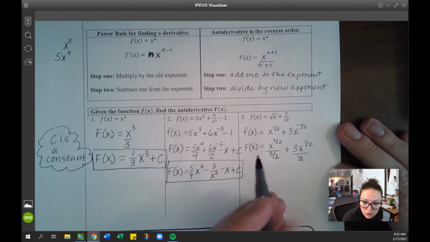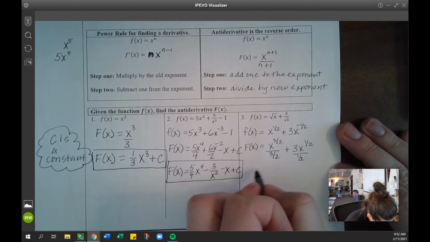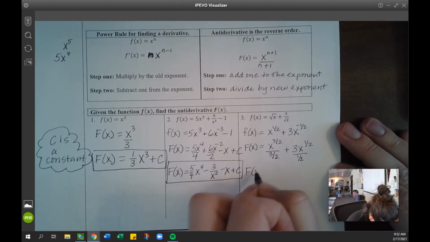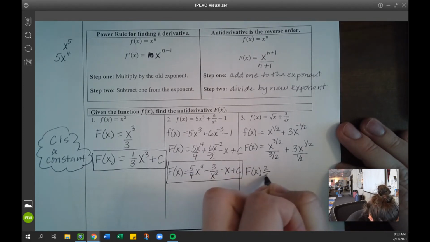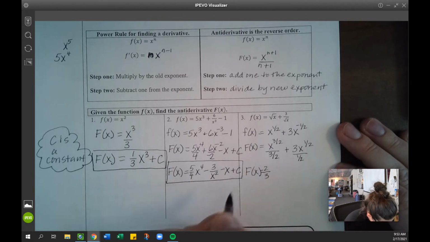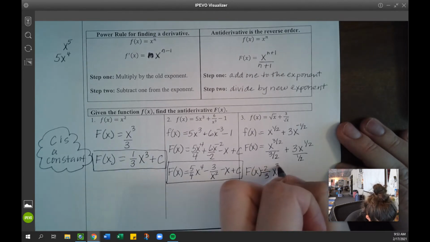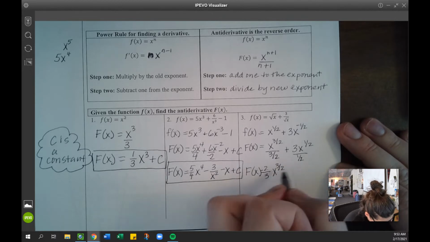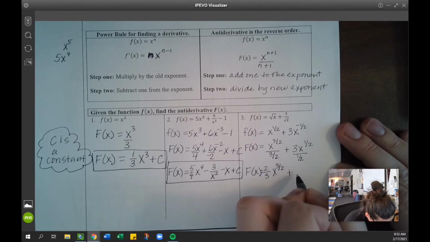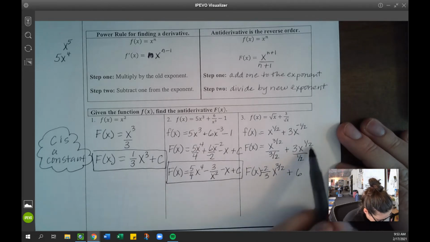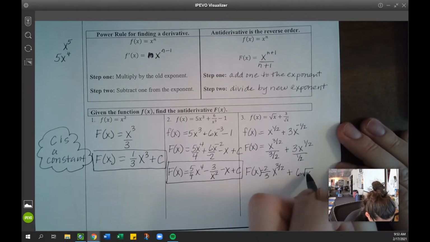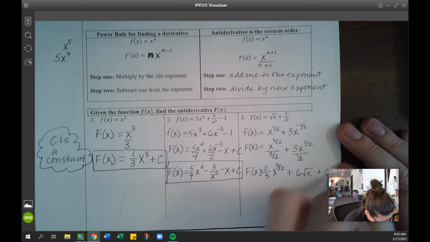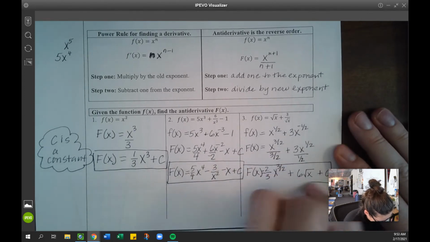Okay, so dividing by 3/2 is the same thing as multiplying by 2/3. Oops, there's an equal sign in there. 2/3 x to the 3/2. Dividing by 1/2 is the same thing as multiplying by 2. So I have 6, because 3 times 2, and then x to the 1/2 is just going to be the square root of x. And then I'm going to put that constant on the end there.